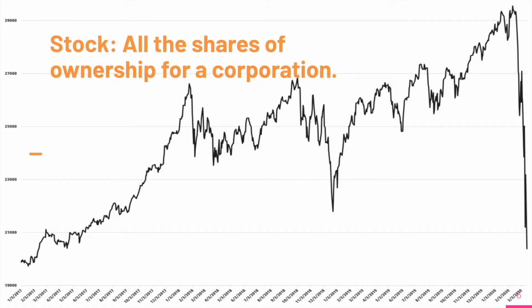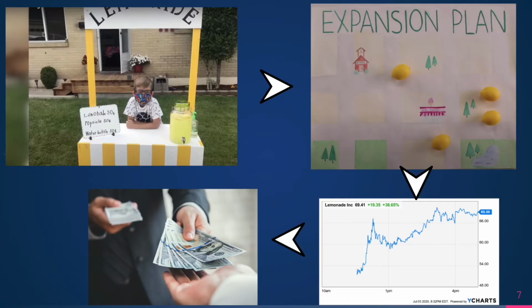So what is a stock in the first place? A stock is essentially all the shares of ownership for a corporation. To understand this better, let's imagine a small business, say a lemonade stand. Jake owns this lemonade stand and wants to expand by opening more stands across his town. But he can't get a loan from the bank or a large amount of funding to do this. What he can do is go public.